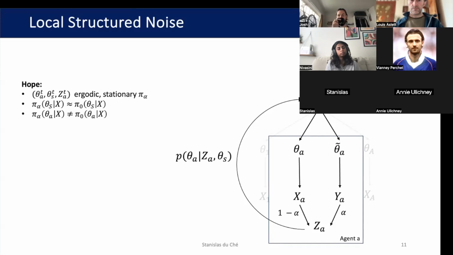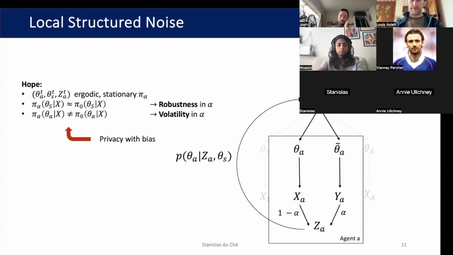And interestingly, what we want is a server parameter that stays robust. We want this server parameter to not change that much whether we have a mixture model here or we hide and don't do this mixture. So we want pi alpha to be close to pi zero. But in the meantime, we don't want pi alpha of the local parameter to be close to the real one. So some sort of robustness in alpha versus some sort of volatility in alpha. And here is our notion of privacy, our intuition of what privacy can be, with a sort of bias in the distributions.